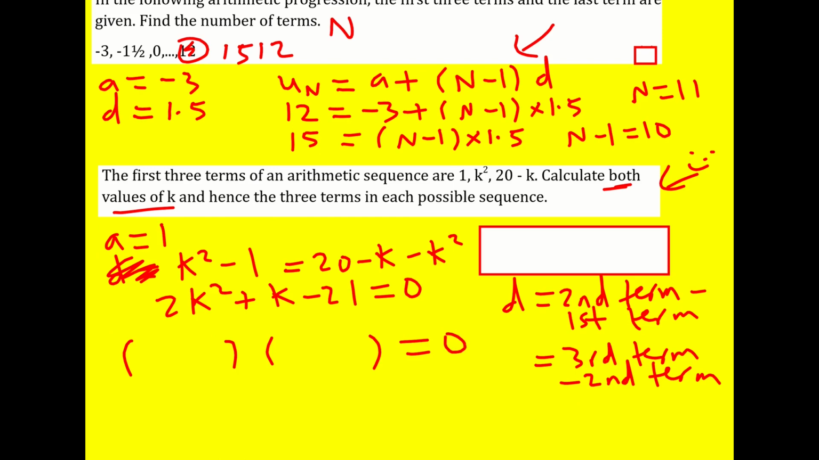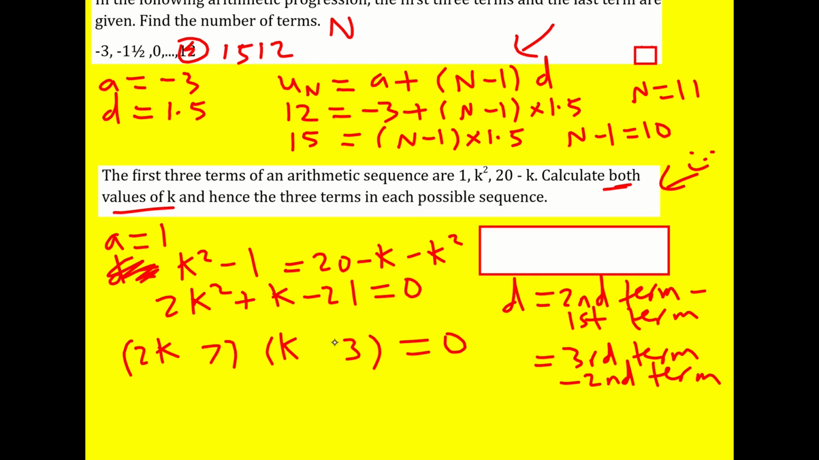So I'm going to put in a 2k, I'm going to put in a k, and then I'm going to think what could go here to give me minus 21. Well, it could be 1 and 21. That seems unlikely given how small k is. Or it's going to be 3 and 7. Now, if I put a 7 here, I'm going to get a 14. That's also very large. So it kind of makes sense to try a 3 and a 7 there.